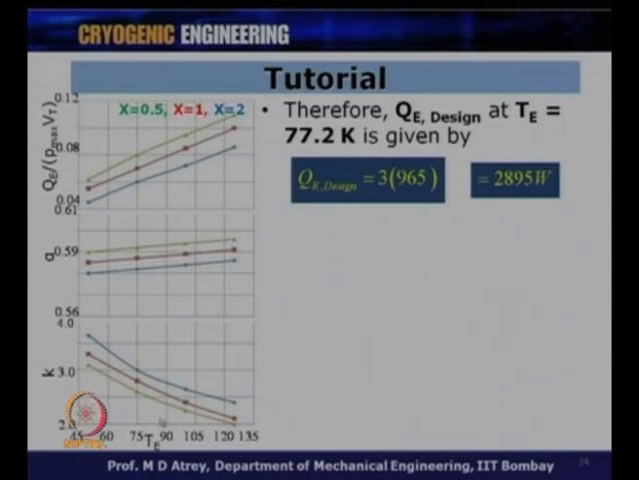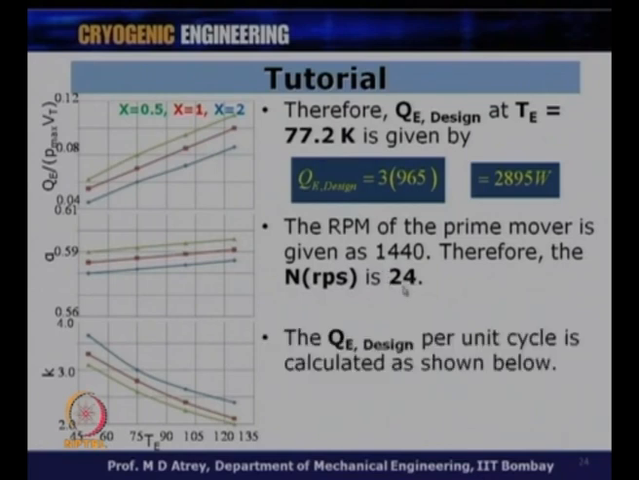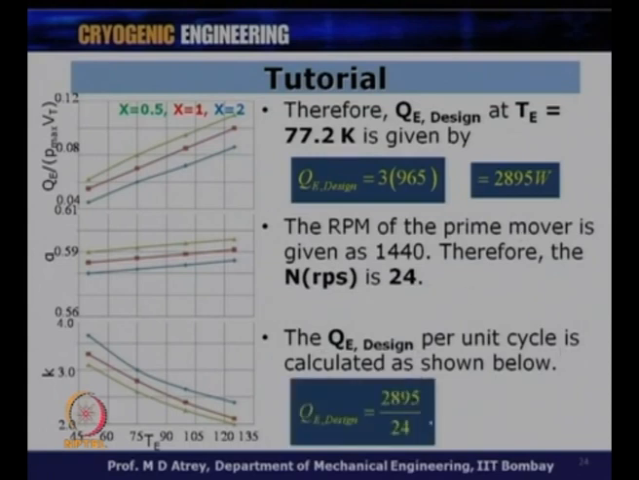So, first thing I will do is to locate the line of TE is equal to 77.2 Kelvin. Also, what is known to me is the RPM of the system is 1440, and therefore, RPS or how many hertz, which is 24 hertz, 1440 divided by 60. This is to calculate how much QE design per unit cycle will be. So, QE design per unit cycle will be equal to 2895 divided by 24, which is equal to 120.6, and this QE design is used to calculate my Qmax now. Alright. So, this is my QE design per unit cycle.